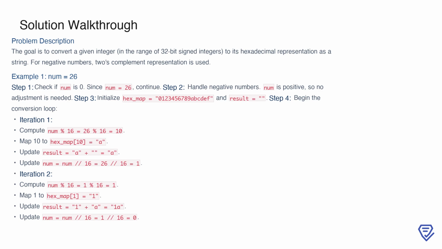In the second iteration, we again calculate the remainder, this time 1 modulo 16, which is 1. From the hex_map, 1 maps to 1. Prepending 1 to the result gives 1A.